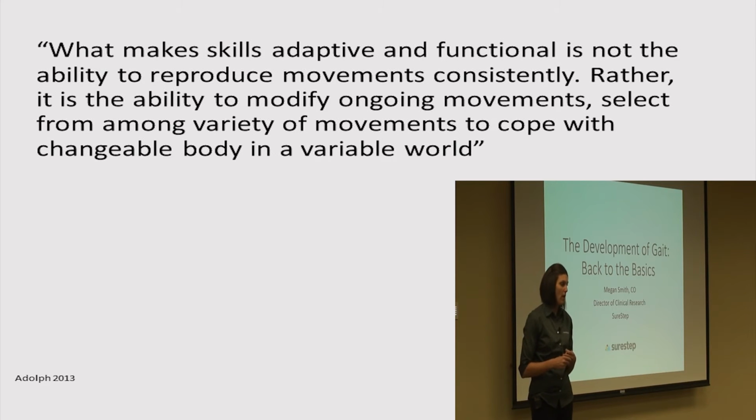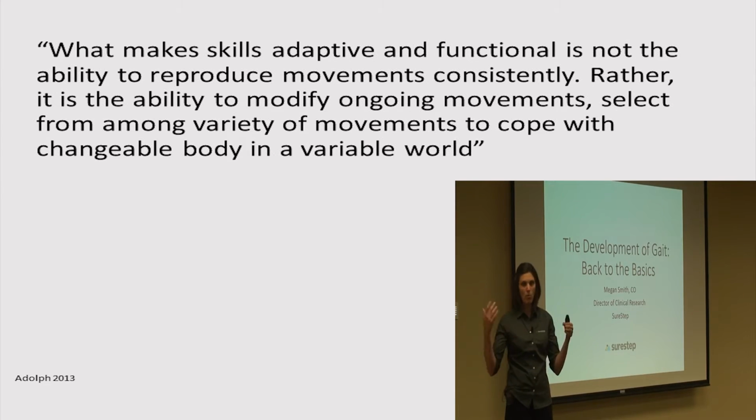So this is a quote by Adolph, and I really liked it, so it stuck out to me. What makes skills adaptive and functional is not the ability to reproduce movements consistently, rather it's the ability to modify ongoing movements, select from among a variety of movements to cope with a changeable body in a variable world. And what this basically means is our world that we live in is constantly changing. It's not a static world, it's very dynamic.